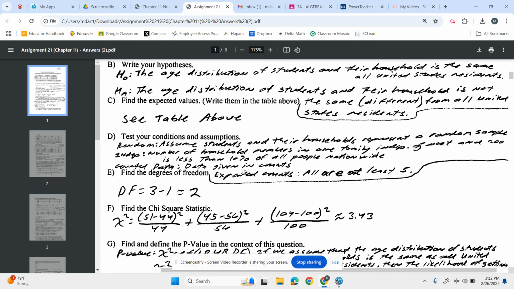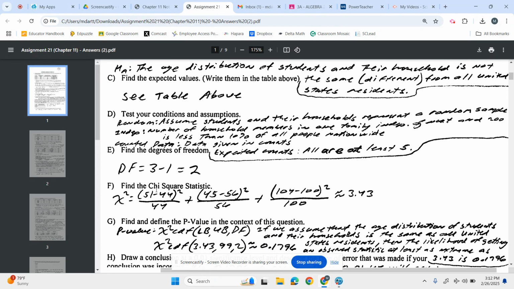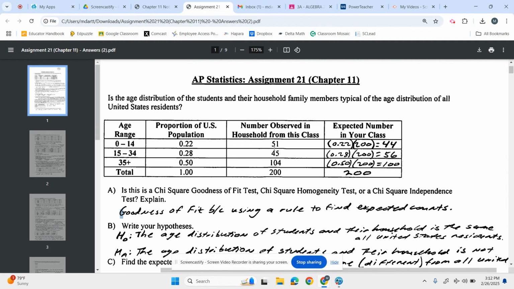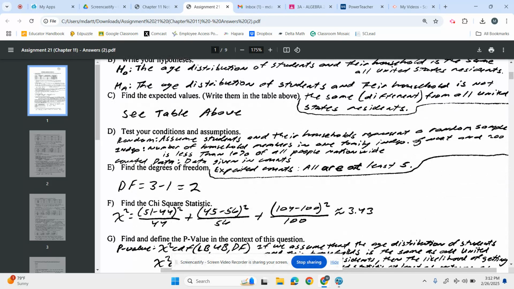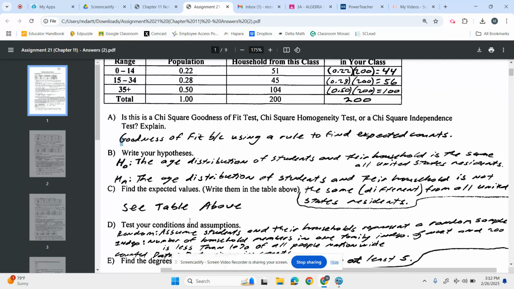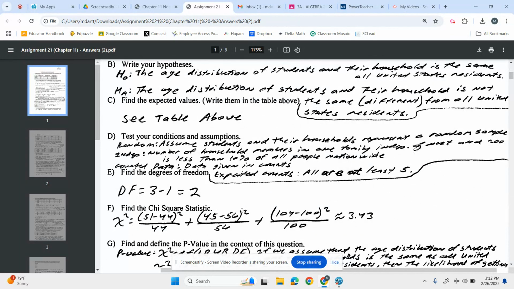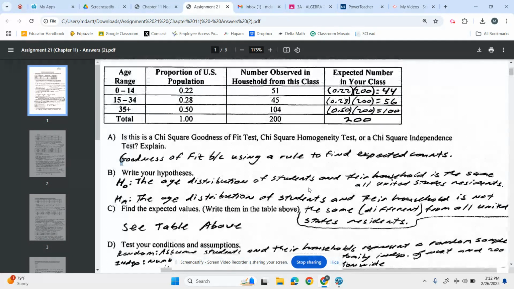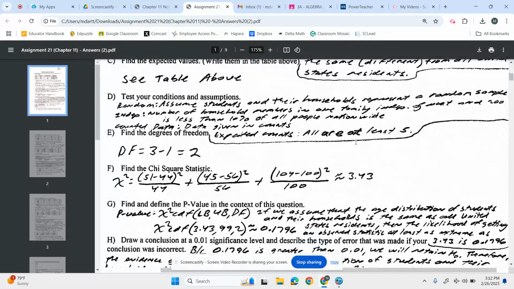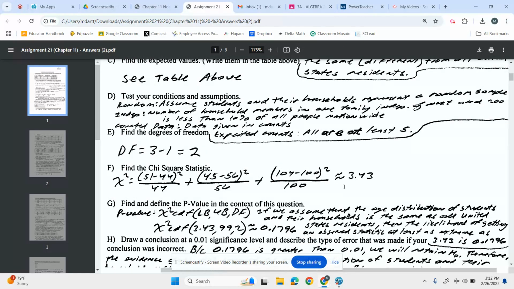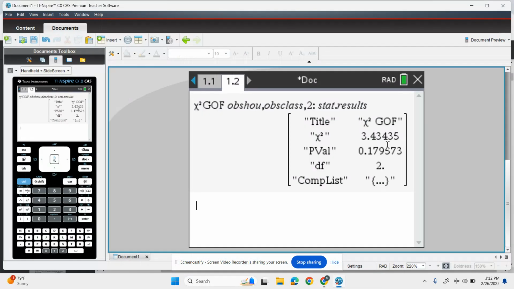So, now since there are only 3 of them, I went ahead and wrote all 3 of them. So you do observed minus expected squared over expected. Well, where did I get that? Observed was 51, 44 was expected. So 51 minus 44 squared over 44, plus the same thing for the next one, 45 and 56. So 45 minus 56 squared over 56, and then the last one, 104 and 100. So 104 minus 100 squared over 100, and that's 3.43, which is, again, an answer I already had. I just had to show the work on the other page.